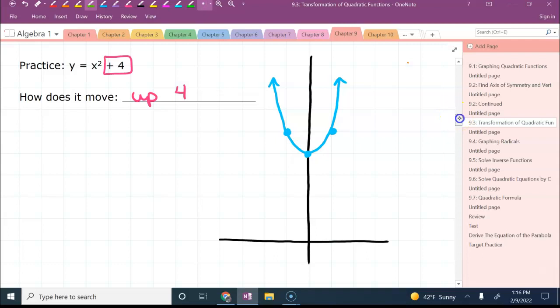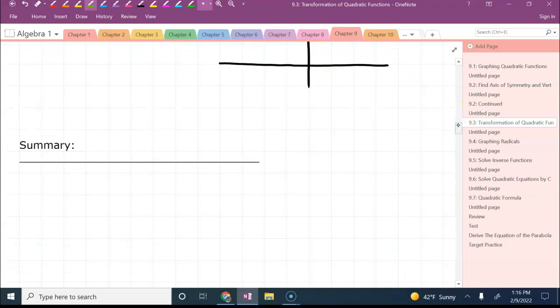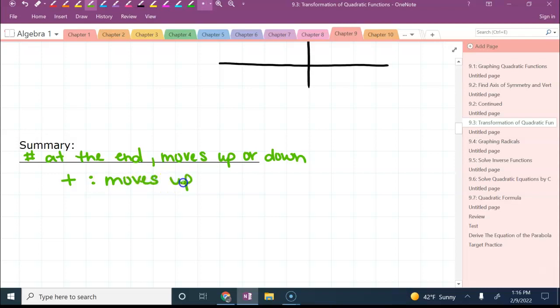So in summary, when you have a number at the end, it's going to move your graph up or down. And a key thing to remember is that if it's positive, so if you're adding a number on, that's going to move your graph up. If it's negative, so if you're subtracting a number, that's going to move it down.